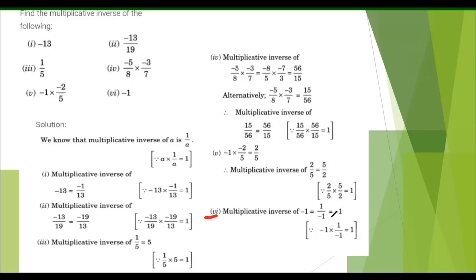Moving with the sixth one. The question is minus 1. So how do we get the answer? The answer is nothing but 1 divided by minus 1. How do we get that? 1 and 1 is cancelled out. So minus and minus get plus, and you're left out with 1. So what's your answer? 1 divided by minus 1, which is nothing but minus 1. So that's how we get the answer.